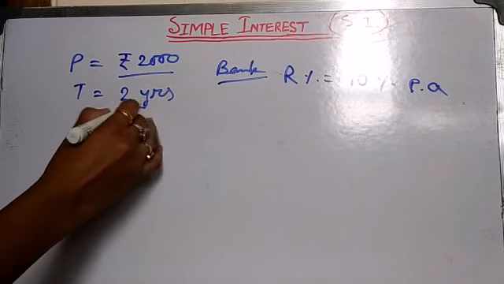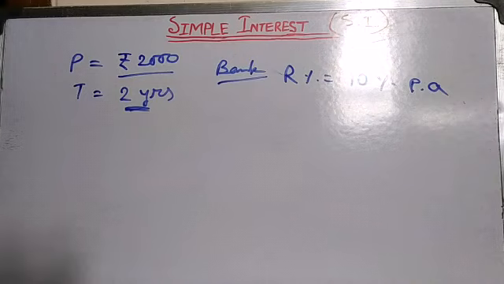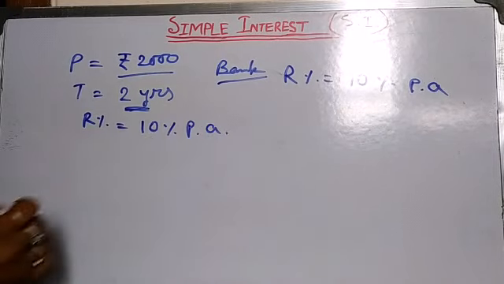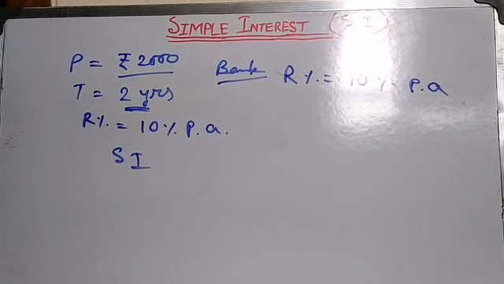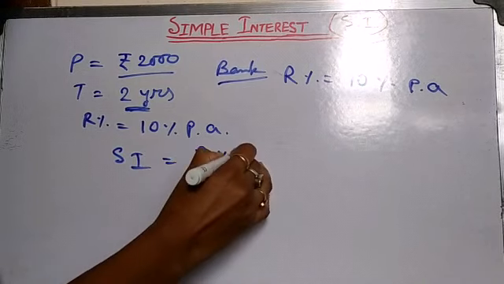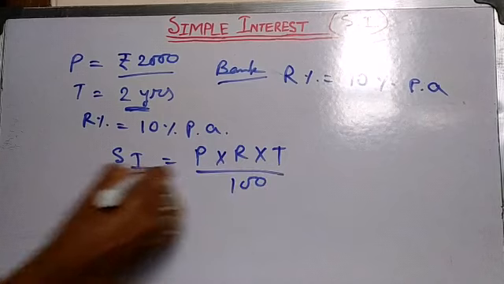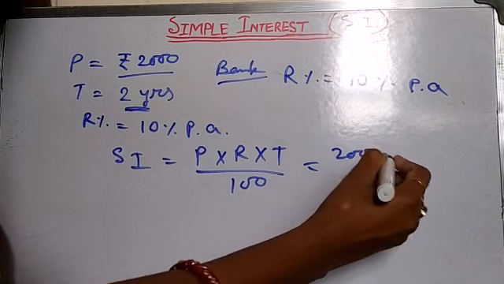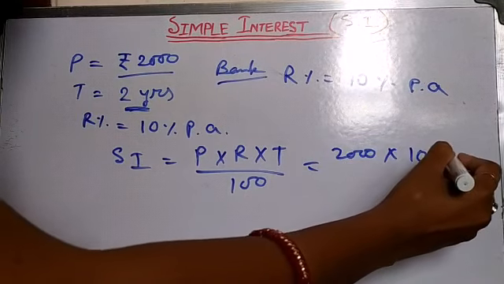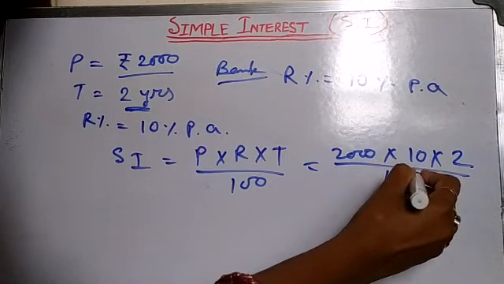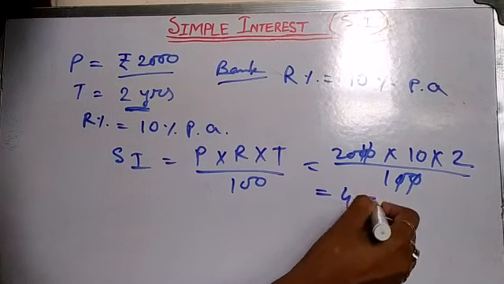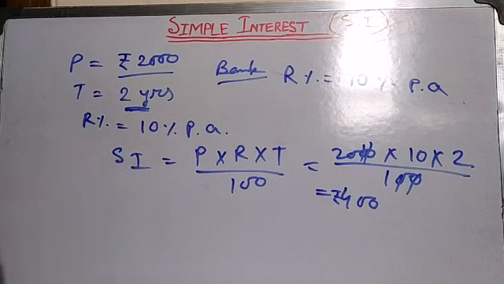So after 2 years, how much money will we get back? So 10% per annum. I want to calculate it. SI formula is P into R into T divided by 100. So I put all the values here. This is 2000 into R, 10, into time, 2, divided by 100. That means 400 rupees is the interest. Extra money I can get from the bank after 2 years.